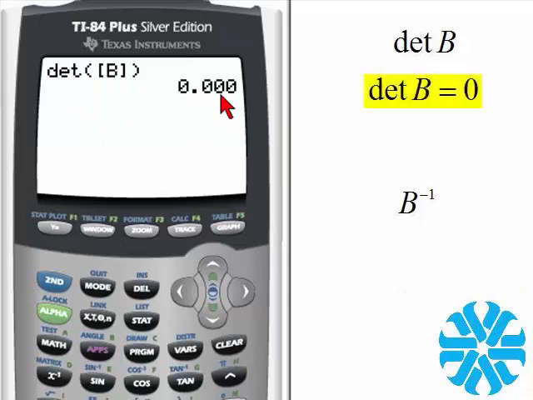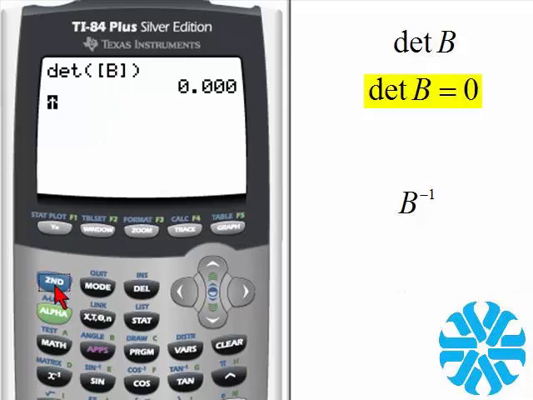So this tells us a little bit of a story. Anytime the determinant of a matrix is equal to 0, then the inverse does not exist. So let's go ahead and verify this. So let's compute the inverse of matrix B. So we should get an error in our calculator.